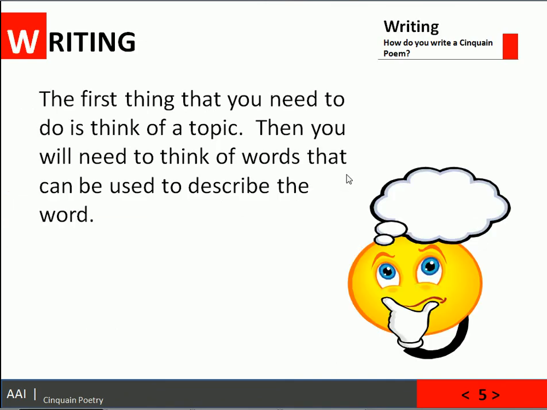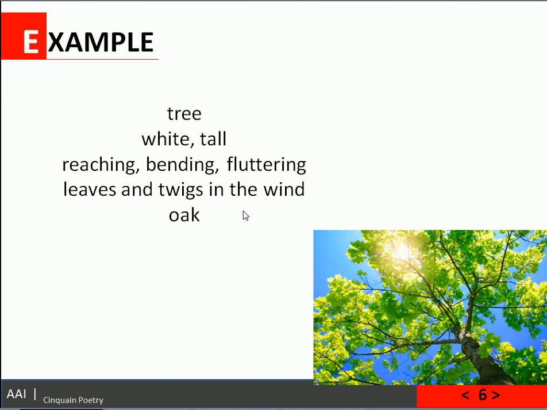So the first thing students needed to do was think of a topic. Okay, and once they've thought of the topic, they're going to think of words that can be used to describe the word. Let's look at an example of a Cinquain poem.